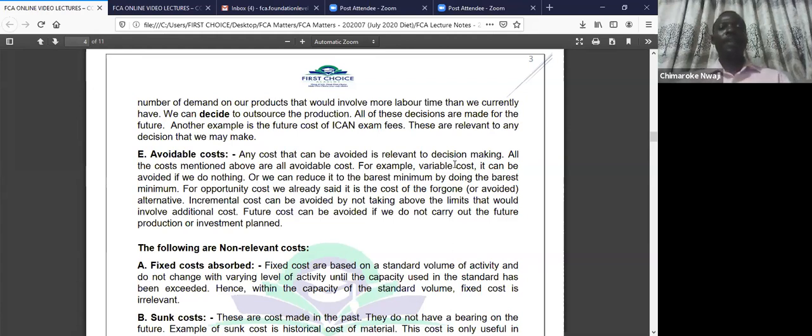So anything that you can avoid is relevant. Now we've seen that you can avoid variable costs. Can we avoid incremental costs? Yes, we can. We can avoid incremental costs by not taking any increase. So when we don't take any more increase, when we see that it's reached the brim, we stop. It's just like our WhatsApp group.